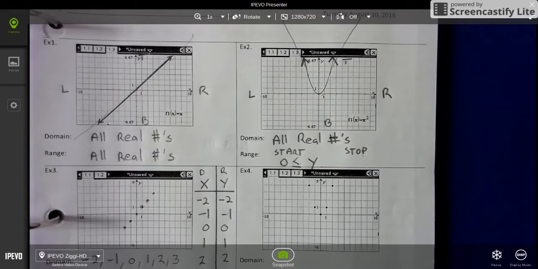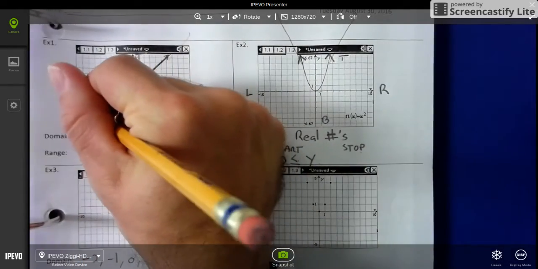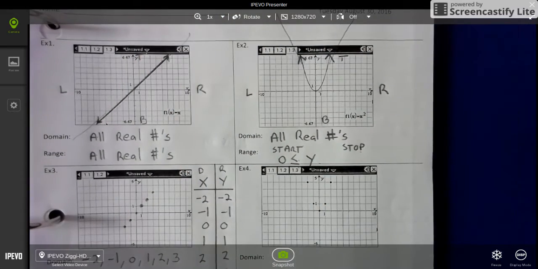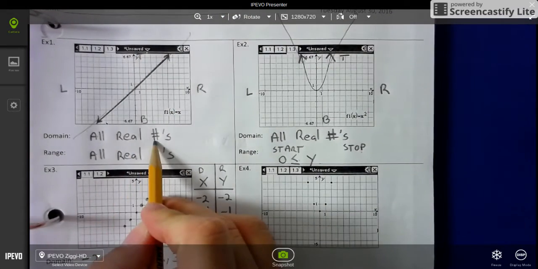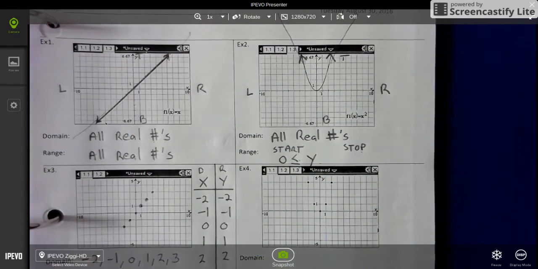Okay, so the domain of this function, again, we look from left to right. So from left to right, you'll notice that it continues on in both directions. So domain is all real numbers. Now the range from bottom to top, again, continues without stopping and includes all numbers between, which would be all real numbers. Now example 2 is a little different.